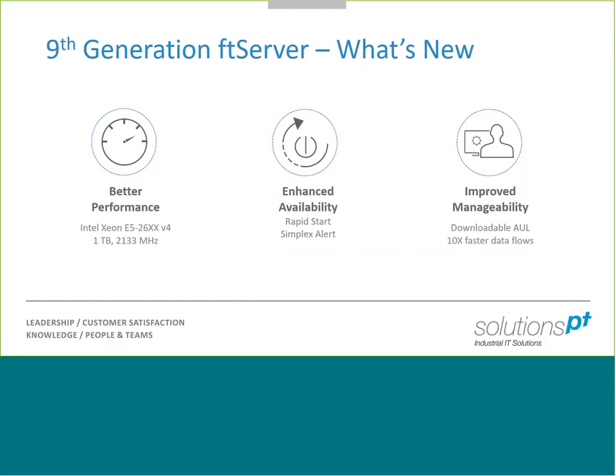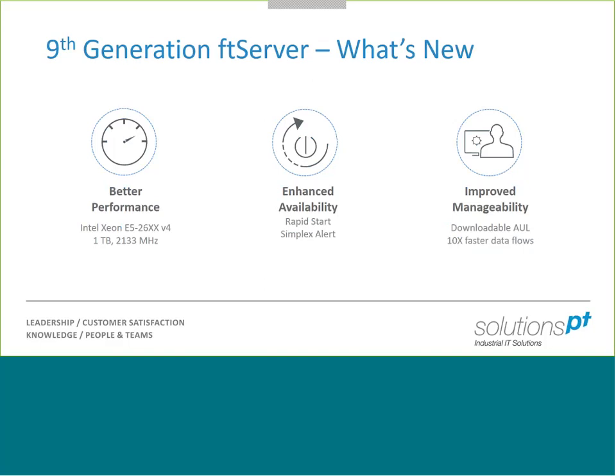So what's new in ftServer, the latest generations of servers on offer? They offer better performance, so they have the latest Intel Xeon E5 v4 processors. They support up to 1 terabyte of super-fast DDR4 RAM. We've got enhanced availability. We can now make use of Intel's Rapid Start technology, which means that if you have planned downtime, the system can boot up 10 to 20 times more quickly. So it means that that planned downtime is going to take less. You can get back up and running as quickly as possible.